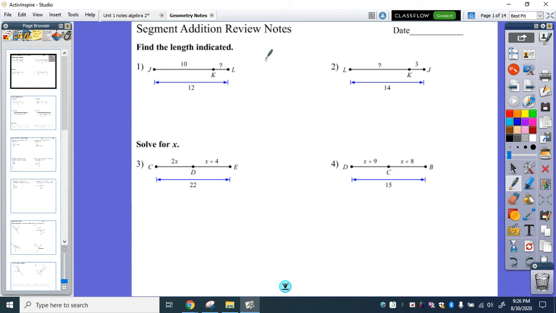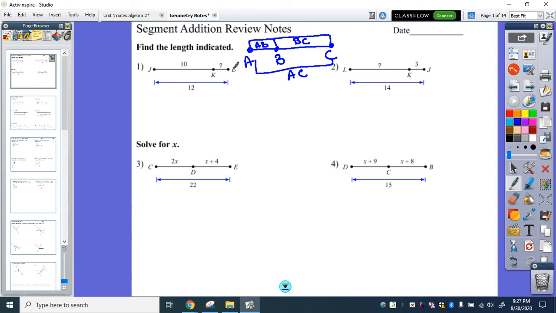All right, so when we're talking about finding lengths, remember that segment addition says if you have a segment that goes from, let's say, A to C, and point B is someplace in between, that from A to B added together with what you have from B to C will give you the total length from A to C.